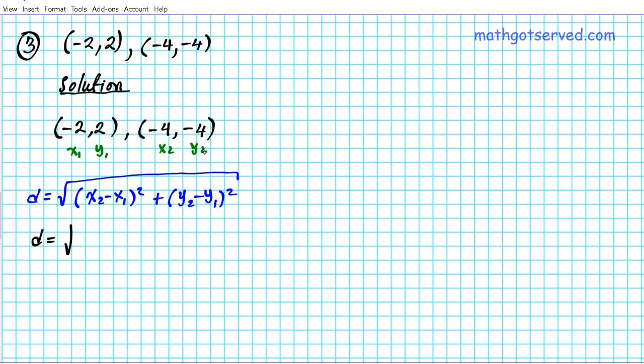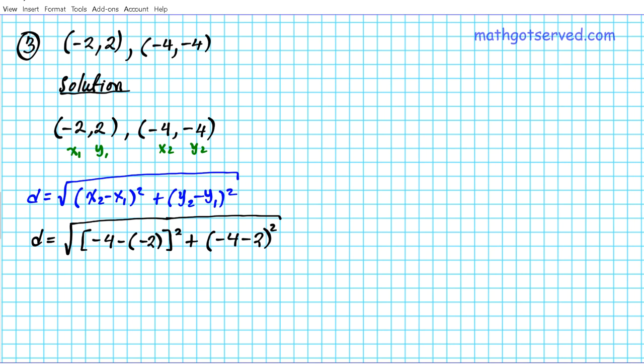So y2, let's look at the x's. Oh, they're both negative. All right, so x2 is negative 4 minus x1 is negative, so I have to put it in a parenthesis. Very, very important. Whenever you're substituting negative values for a variable, you want to use parentheses to avoid making sign errors. Plus, y2 is negative 4 minus y1 square.